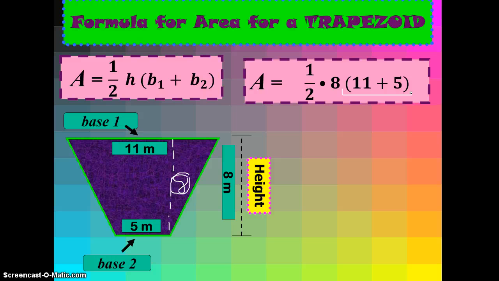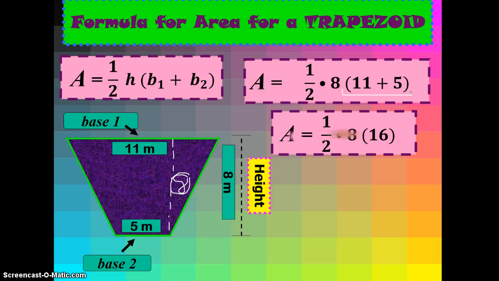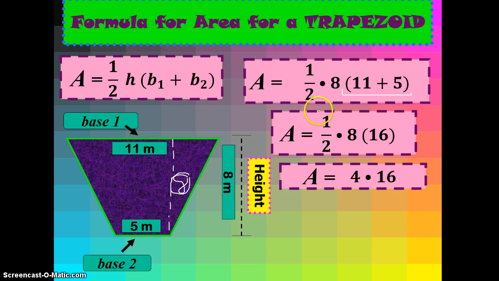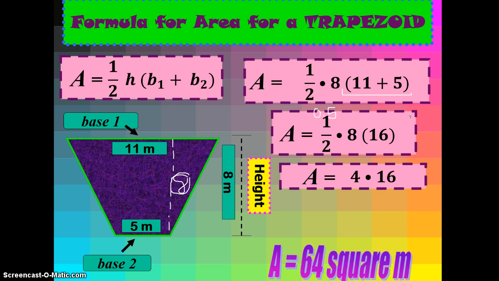Okay, so 11 plus 5, of course, is 16. And we're going to multiply in order from left to right. You can turn 1/2 into a decimal if you prefer to do it that way because it's more calculator friendly. You should have gotten a solution of 64 square meters. Let's look at another one.